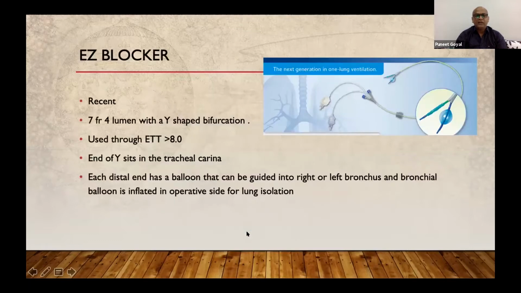And then the last and most recent is the EZ-Blocker, which is a Y-shaped distal bronchial blocker, and it is available in the 7 French size. It has a Y-shaped bifurcation, and it can be inserted only with an endotracheal tube of more than 8. This end of the Y sits on the tracheal carina, and then you can inflate the balloon, and you can block either of the main stem bronchi.